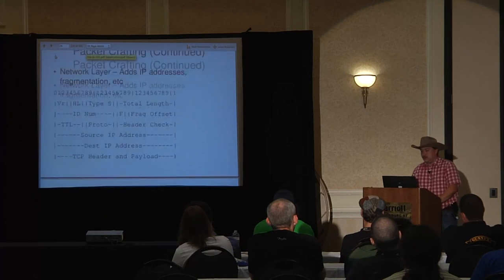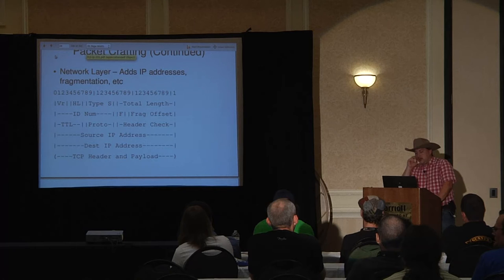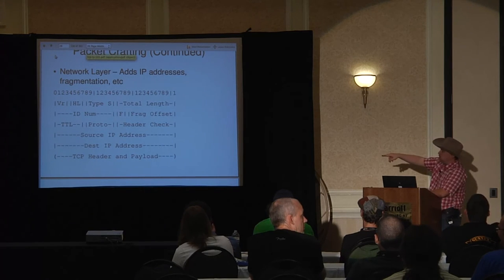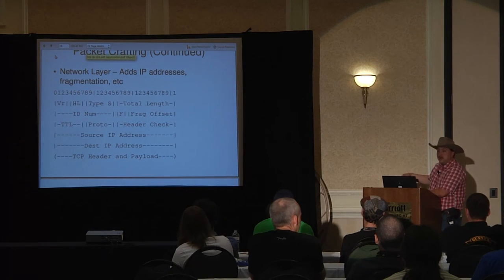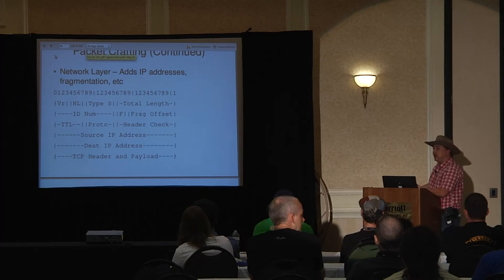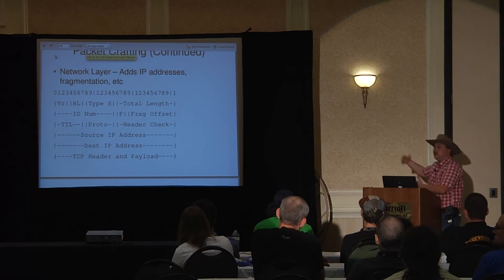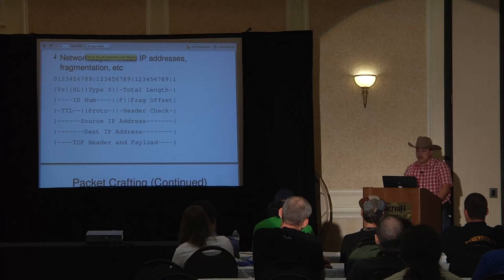It'll move up to the network layer and say, well, the destination IP address here isn't mine. I've got to send it on. Let me do a route lookup. Okay, now I need to send it to this next router to get where it needs to go.